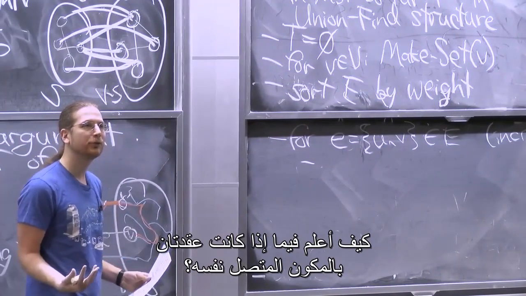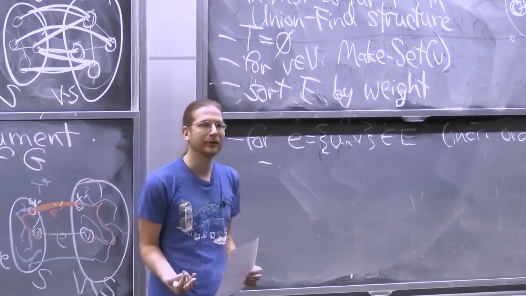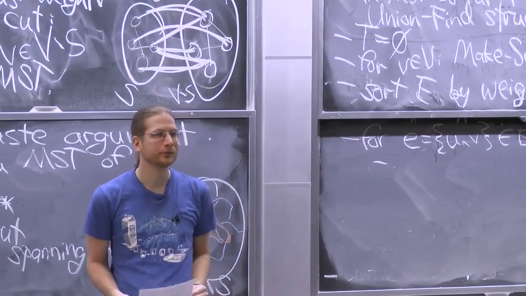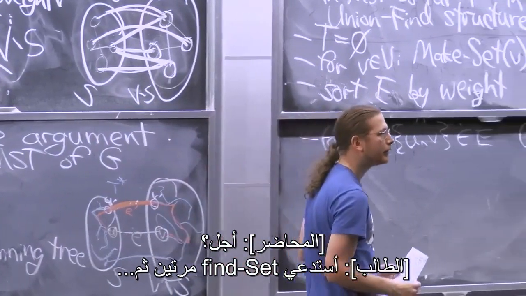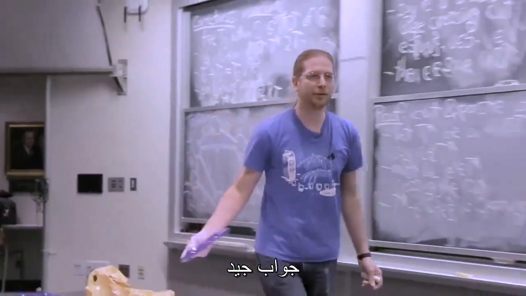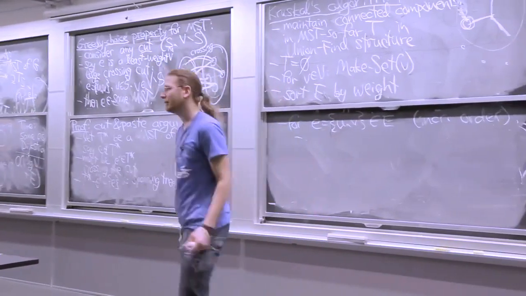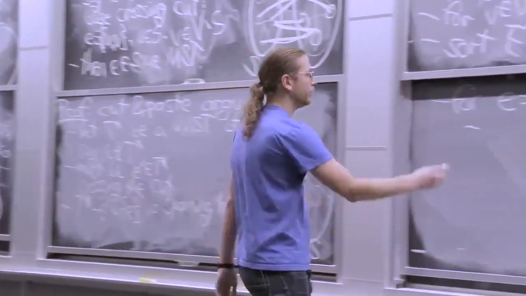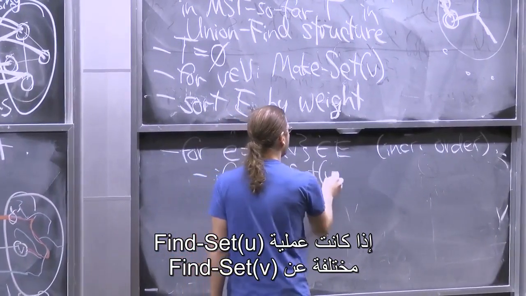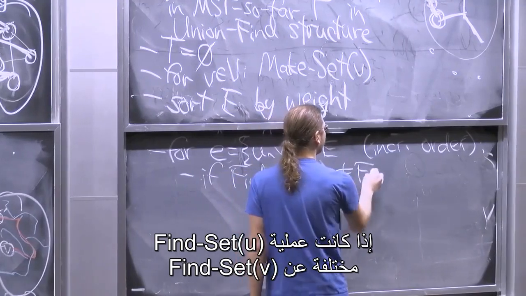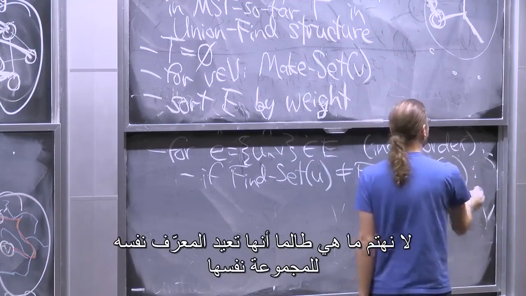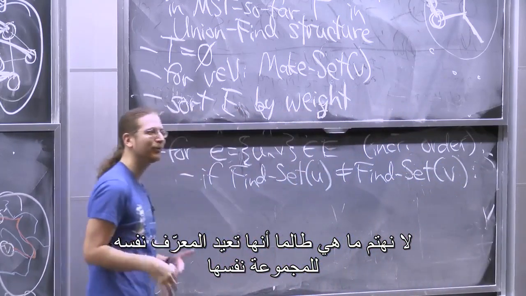How can I find out whether two vertices are in the same connected component, given this setup? Yeah? Call find set twice and see whether they're equal. Exactly. Good answer. So if find set of U is different from find set of V, find set just returns some identifier. We don't really care what it is as long as it returns the same thing for the same set.